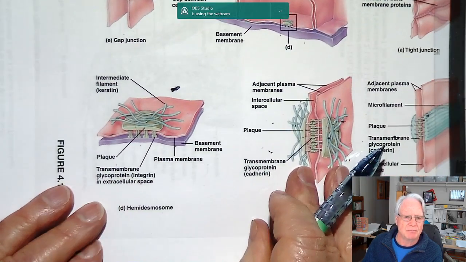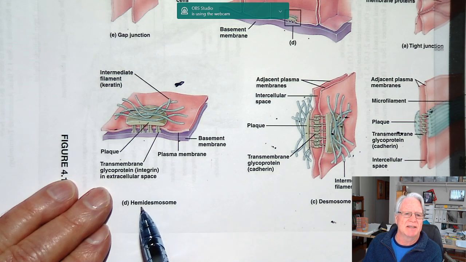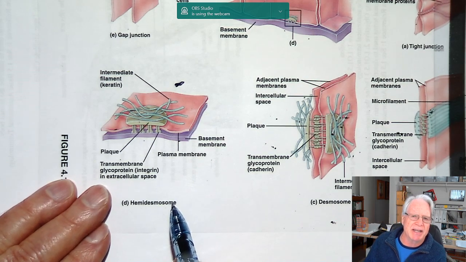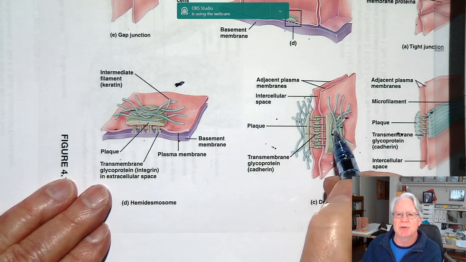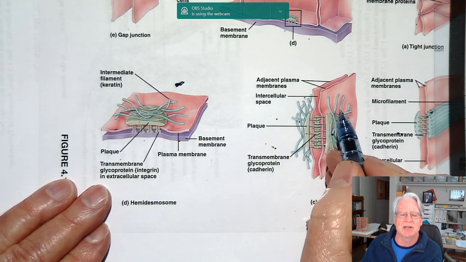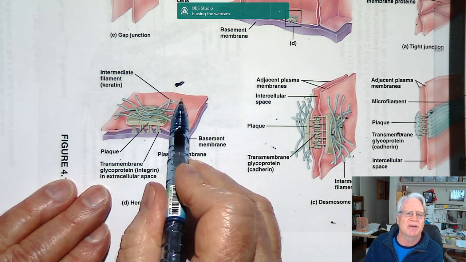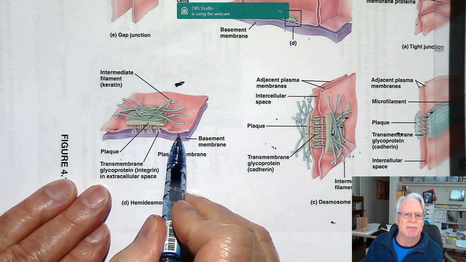Okay. Then we have the hemidesmosome. The hemidesmosome is slightly different. It looks very much like the desmosome, but it's only half. So we do have the circular structure, as you see here. We also have these extensions, which are the intermediate filaments. But here we're going to connect the cell to the basement membrane.